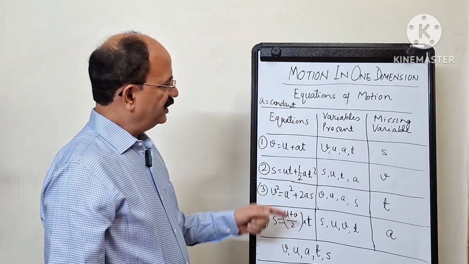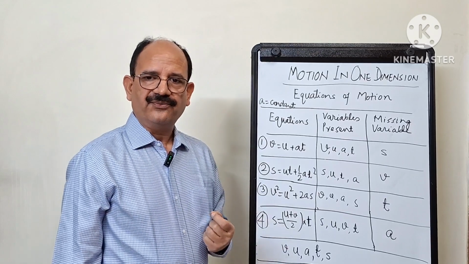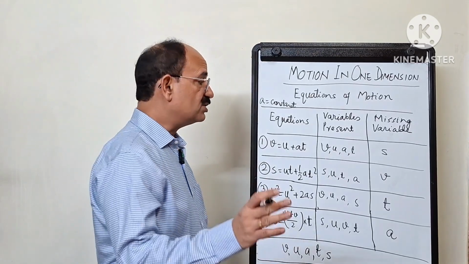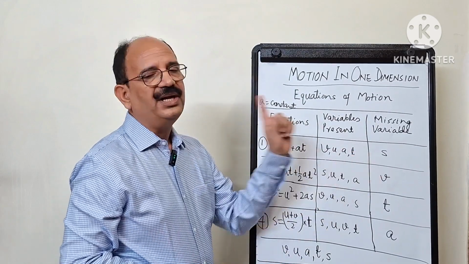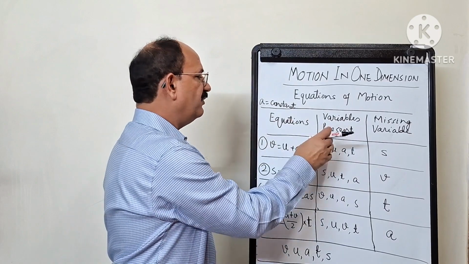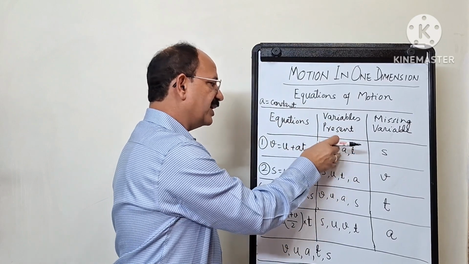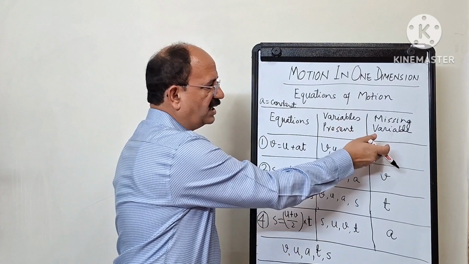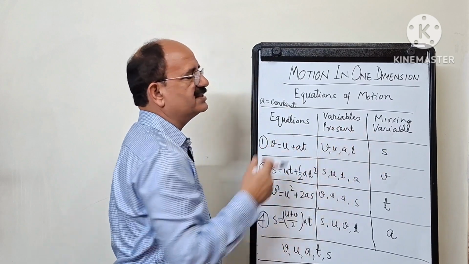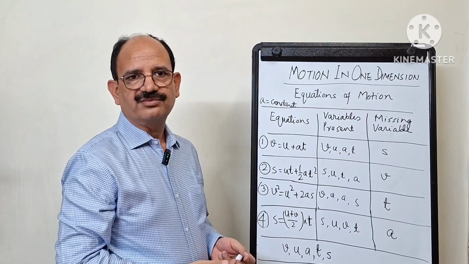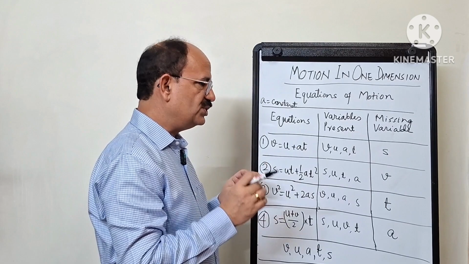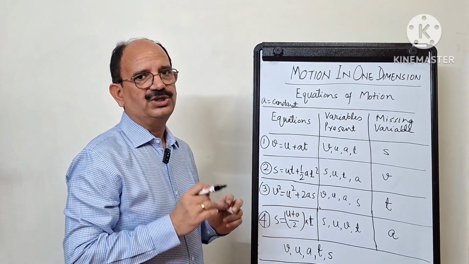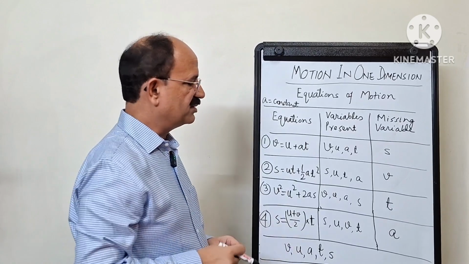So if you have to choose the correct equation of motion, you can also decide by looking at the missing variable. Then you only have to focus on one thing: of the variables, which were given and which is to be found, what is missing? On that basis you can decide which is the correct equation to use. So these are 2 approaches for choosing the right equation of motion to be used in a particular problem statement.